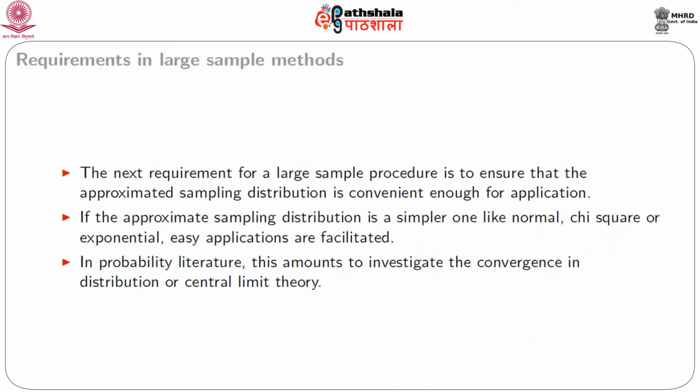The next requirement for a large sample procedure is to ensure that the approximated sampling distribution is convenient enough for application. If the approximate sampling distribution is a simpler one like normal, chi-square or exponential, easy applications are facilitated. In probability literature, this amounts to investigating the convergence in distribution or central limit theory.